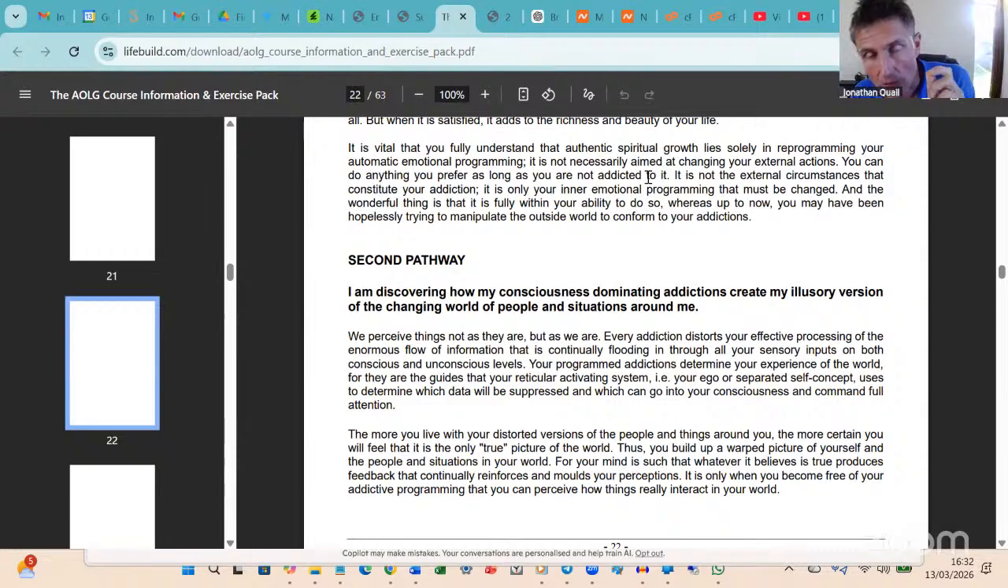So it's vital, I'll read this one, vital that you fully understand that authentic spiritual growth lies solely in reprogramming your automatic emotional programming. It's not necessarily aimed at changing your external actions, right? So it's the inner change. It's changing the inner state rather than the outer state. Too many teachings focus on behavior, change your behavior. No, change your mental and emotional programming, the inner state, and then the external will change automatically, because what motivates and inspires the external is the internal. They're connected. So inside out rather than outside in.